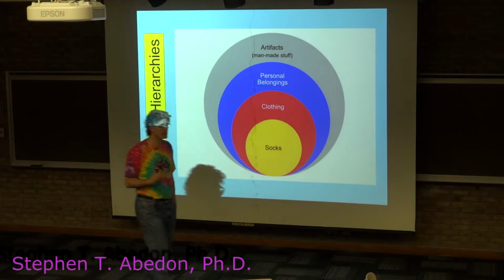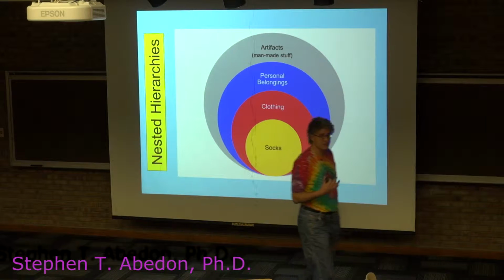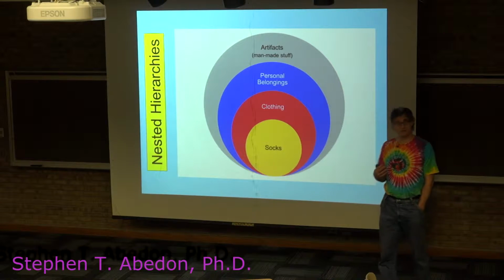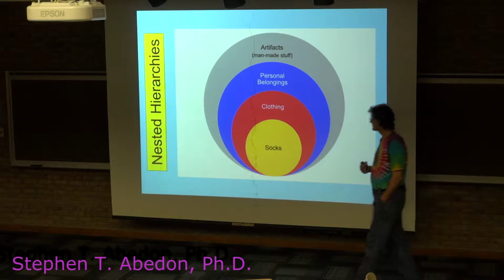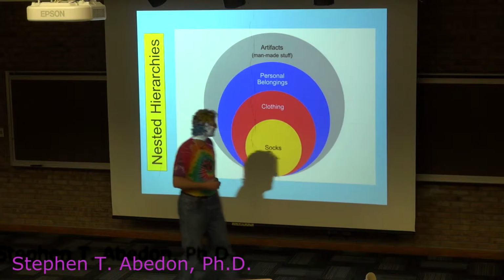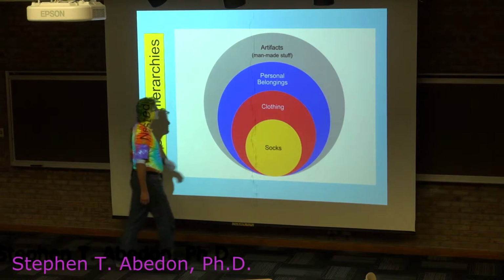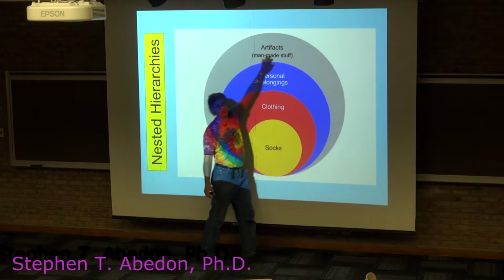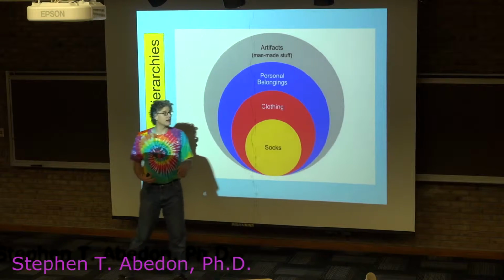Taxonomy is all about the classification of organisms, and organisms are classified into what can be described as nested hierarchies. So this is a nested hierarchy.